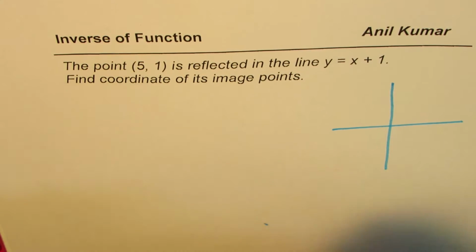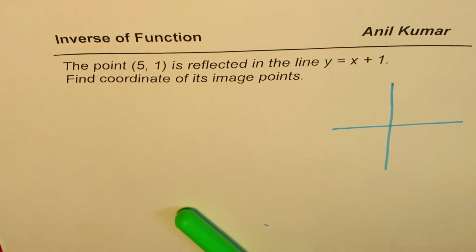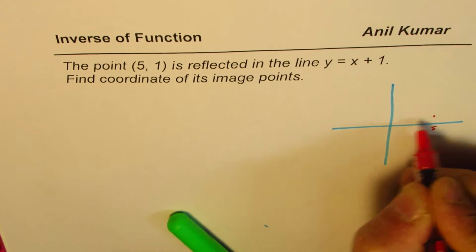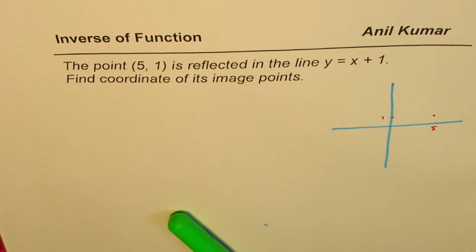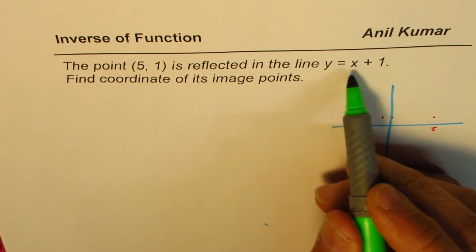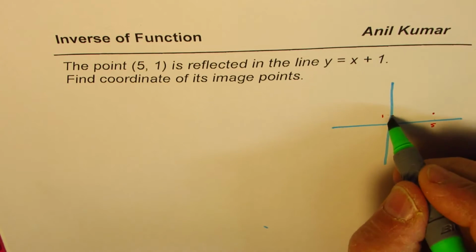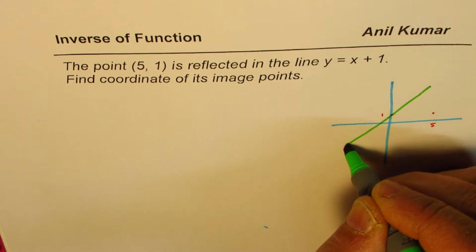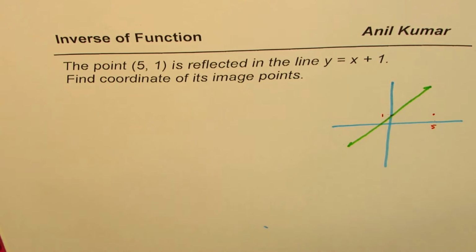So we are given a point (5, 1). Let us say (5, 1) is somewhere like, let's say here. So this is 5 and that is 1 for us, okay? And we have a line y = x + 1, so it should go through this diagonal kind of, right? So let me draw a line here. This is a very approximate diagram, and that really helps you to figure out the solution, right?